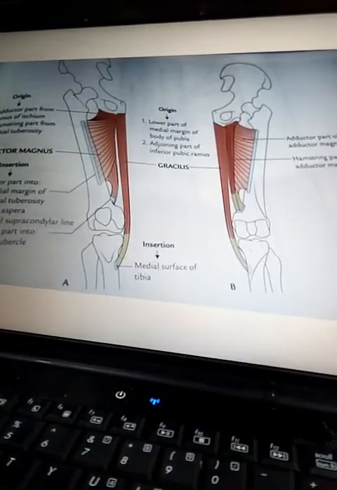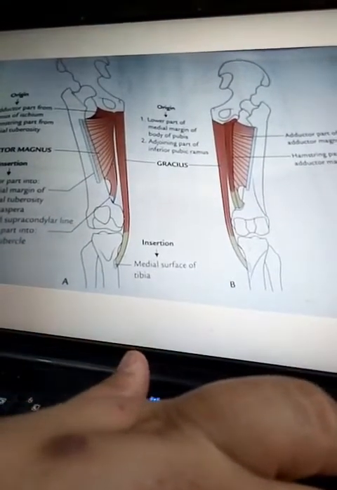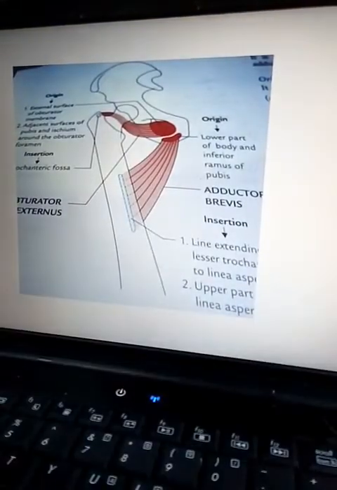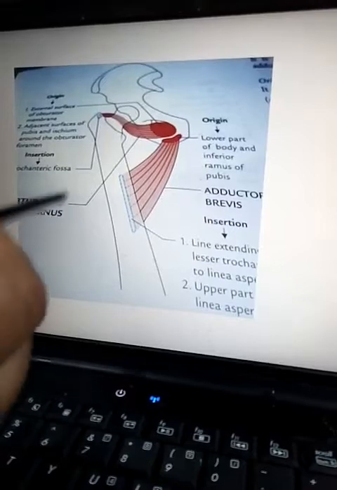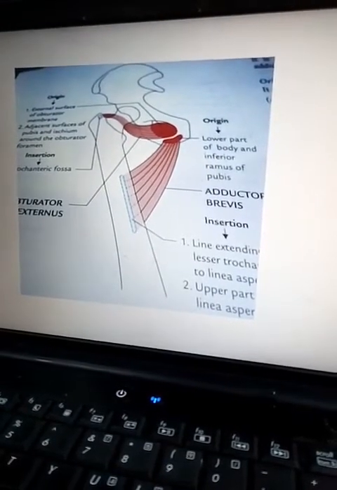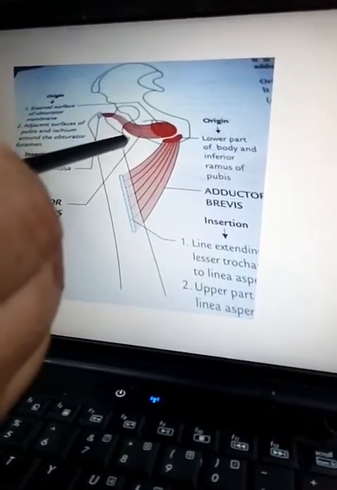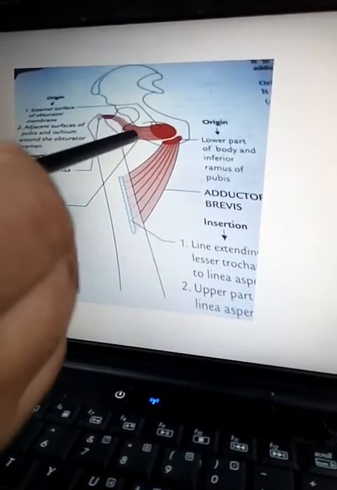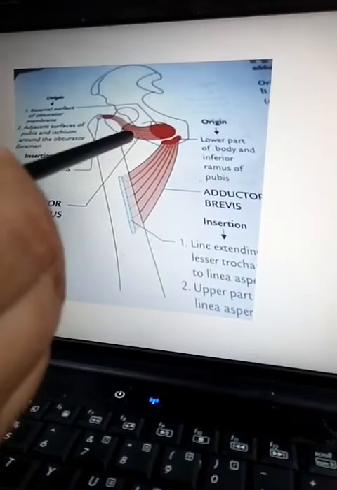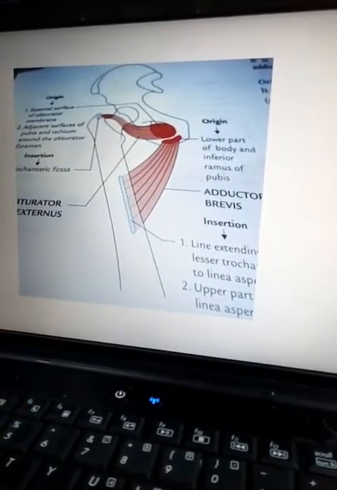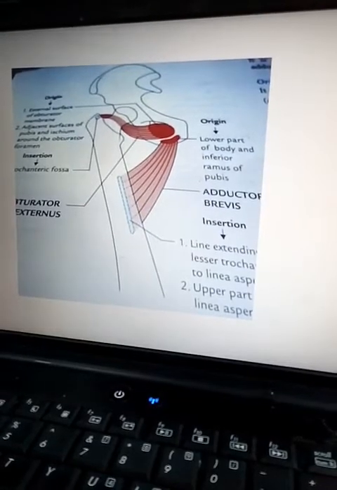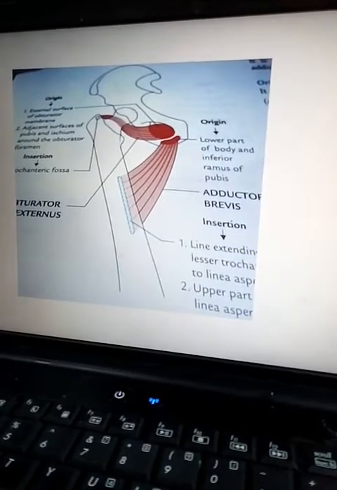Now after the adductors and the gracilis, we have another muscle of the medial compartment, that is the obturator externus. That is the deepest muscle. It is a fan-shaped muscle lying above and lateral to the pectineus. It is actually not a muscle of the adductor compartment, but is described in the adductor compartment for convenience.